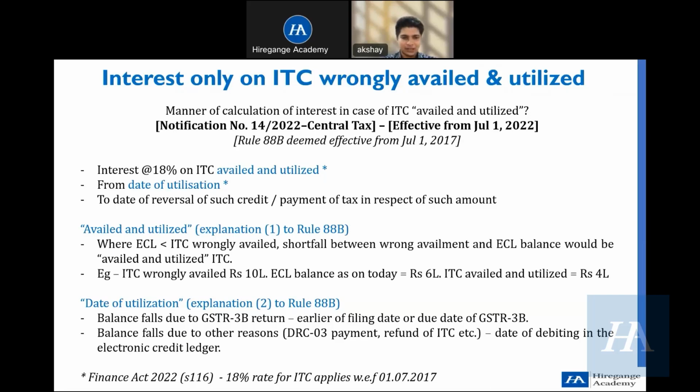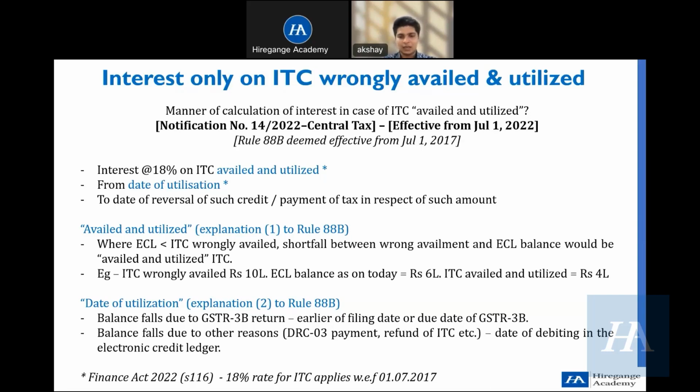Now, how do we identify the date of utilization? Assume that the balance falls in the electronic credit ledger because of the filing of GSTR 3B, then either the filing date or the due date, which means that if you have delayed filing your returns to ensure that the interest is reduced, the impact would not change. It would be the due date or the filing date, whichever is earlier.